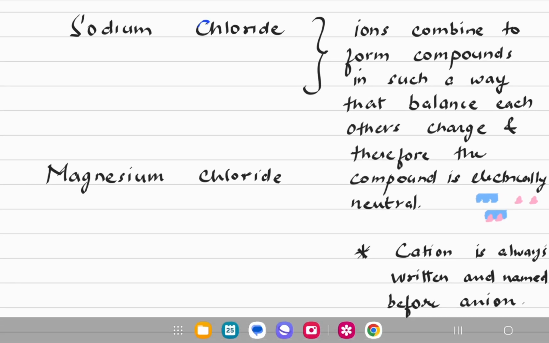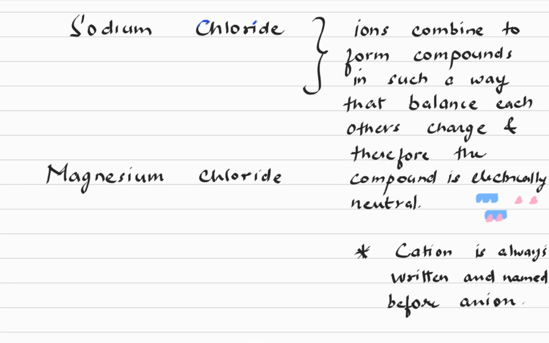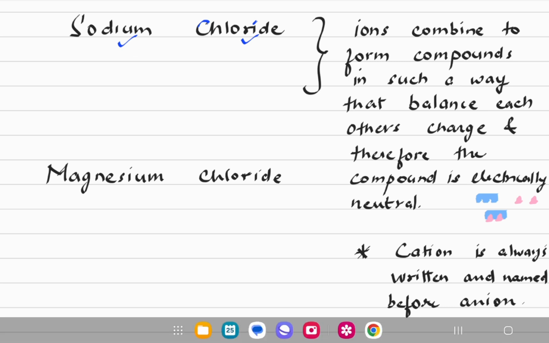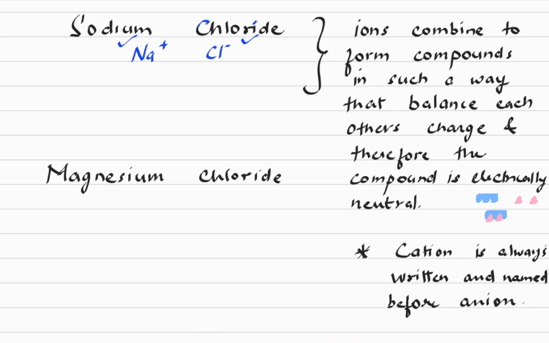The first one is sodium chloride. So when we have a compound called sodium chloride, it is formed when the ions sodium and chloride combine to form a compound in such a way that their charges get balanced, and the compound thus formed is electrically neutral. Now what does that mean? Sodium chloride, you have sodium ion and chloride ion, and they will come together to form the compound sodium chloride in such a way that their charges get balanced.